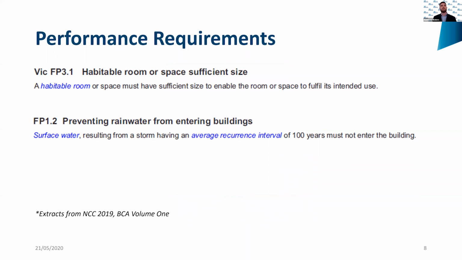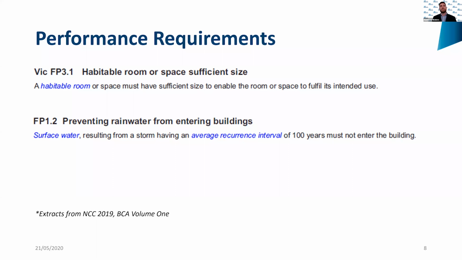So we have two performance requirements shown on screen. We've got Vic FP 3.1, which deals with habitable room or space sizes. And then we've got FP 1.2, which is for prevention of rainwater from entering a building. Now, if we read FP 3.1, we can see that it's written in qualitative terms, as there's no minimum size provided for the room for the performance requirement.